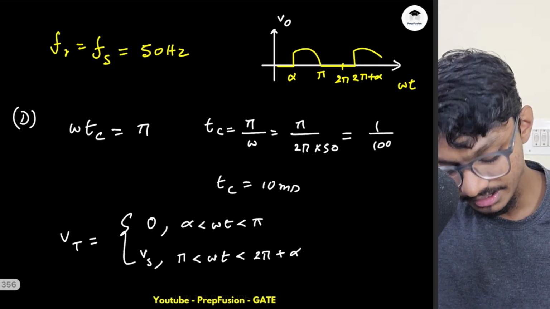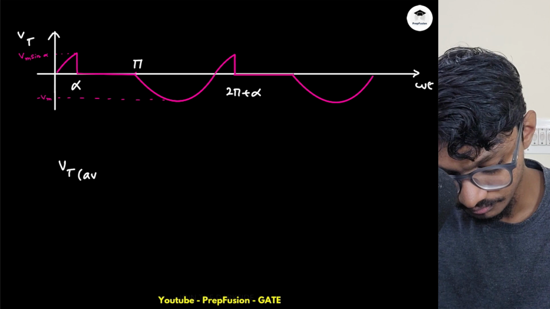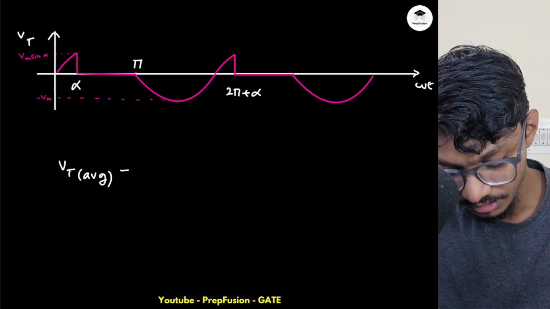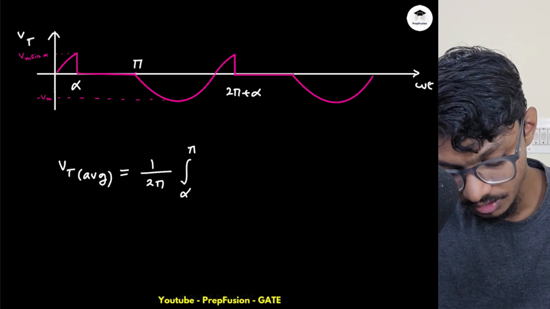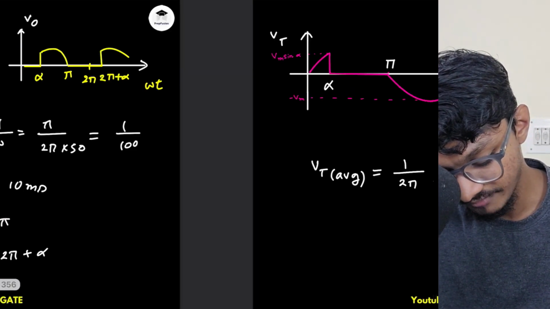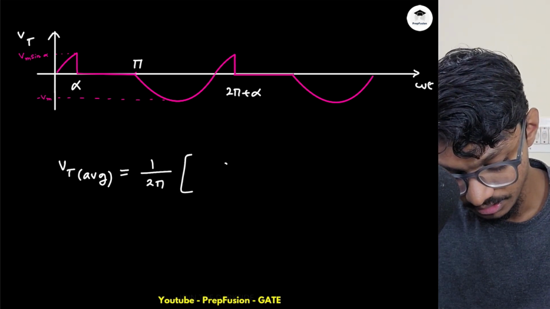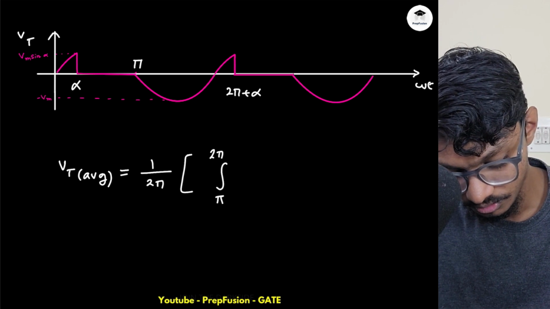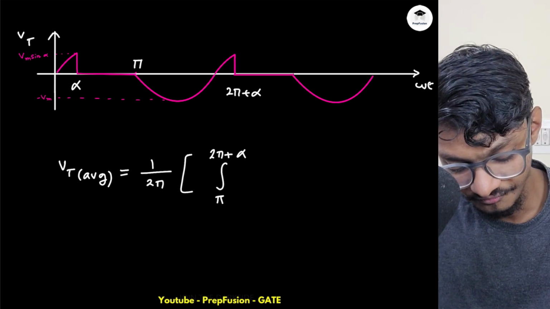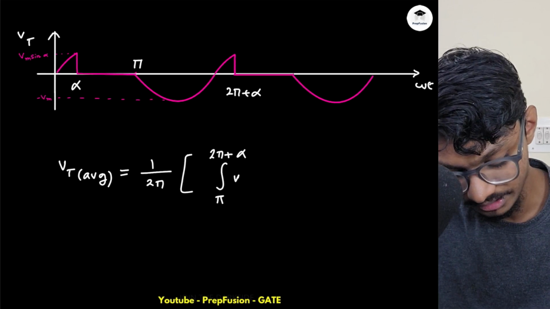So obviously now I can integrate. What will be the Vt average? It will be divided by the total time period, which is 1 by 2 pi. Integration from alpha to pi: this is 0, so integrating it will give me 0 area. Next, integration from pi to 2 pi plus alpha, and Vs is equal to Vs at that point of time, which is Vm sine omega t.